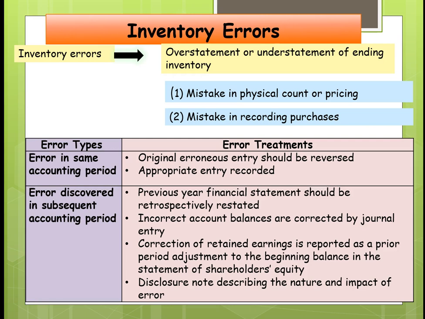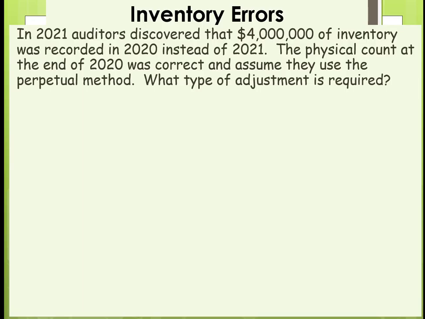That means you've got to go back. Incorrect balances are corrected by journal entries, correction to the balance and beginning retained earnings, and you have to have a disclosure note explaining the nature and the impact of the error. So let's take a look at an example. In 2021, auditors discovered that $4 million of the inventory was recorded in 2020 instead of 2021. The physical count at the end of 2020 was correct.